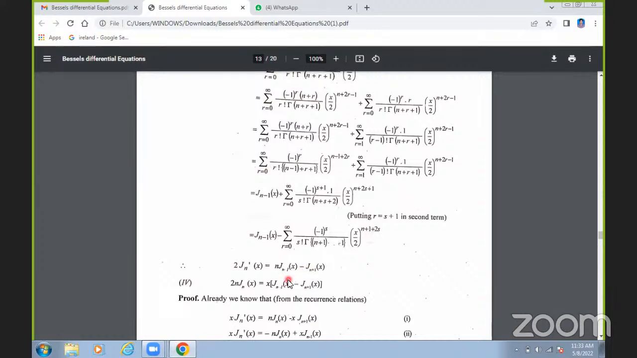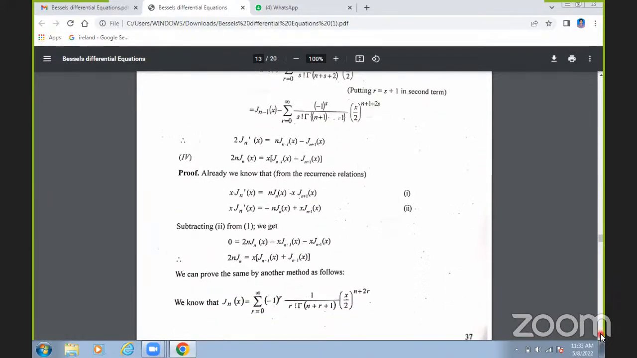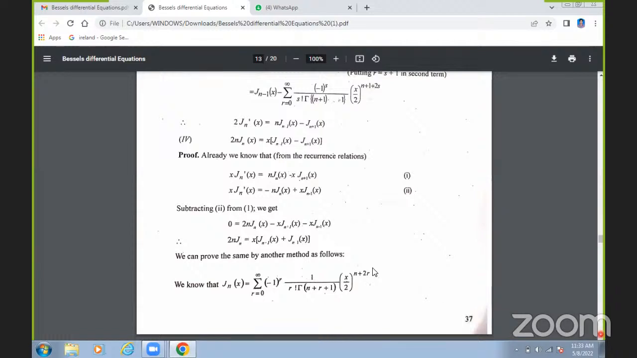Similarly, the fourth recurrence relation, I'm not completely explaining this, because we have already seen the first and second recurrence relations. From those, you may get this, because all the terms you are familiar with. Then after that we have the fourth recurrence relation. This one we have to prove. What is the fourth recurrence relation we have?